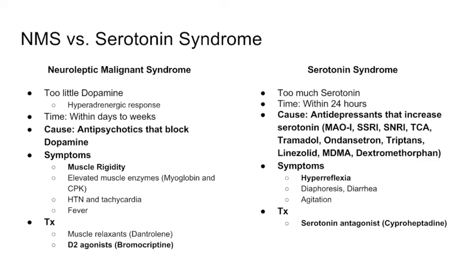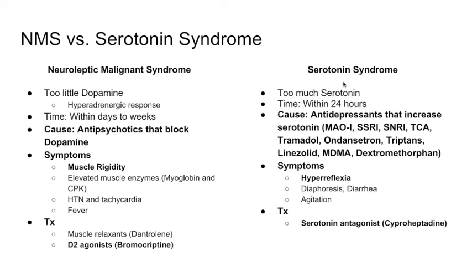The second medication that you use is a dopamine agonist, which is bromocriptine. We know that neuroleptic malignant syndrome is because they have too little dopamine, so you can use a dopamine agonist, which is bromocriptine. Very, very important to understand neuroleptic malignant syndrome. So these are with the antipsychotics.